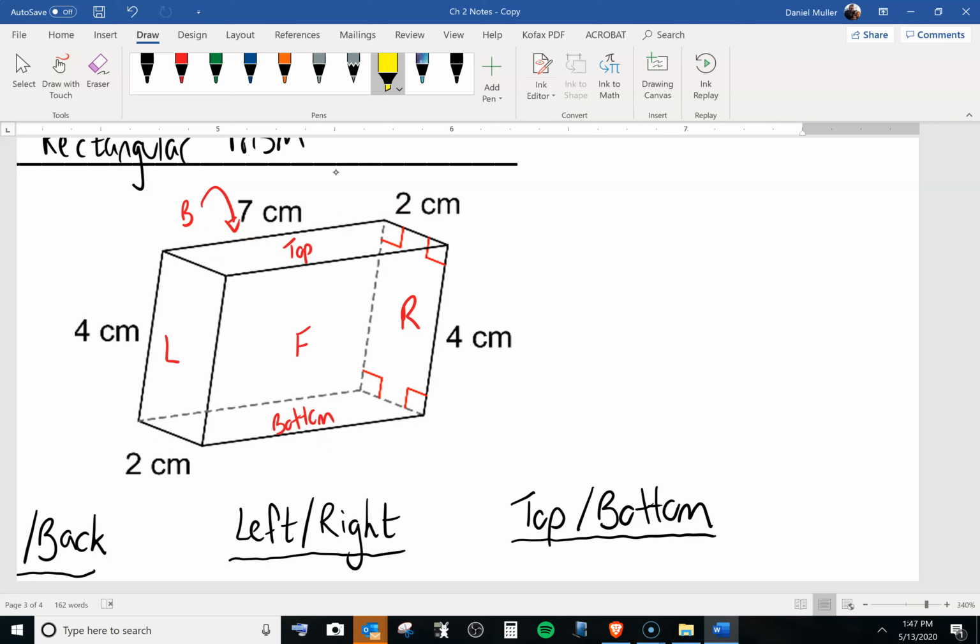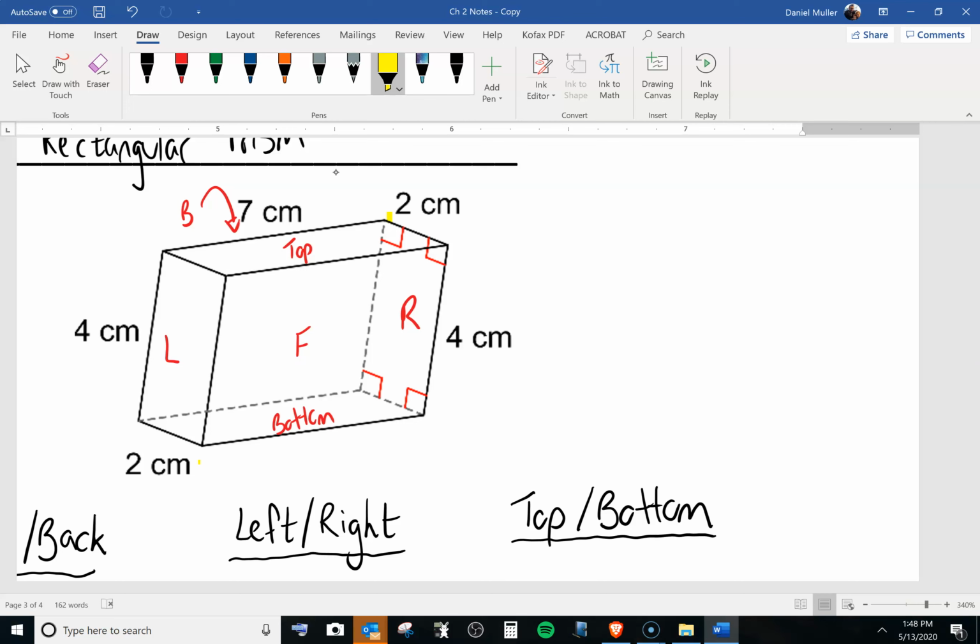The left side is base times height, because it's a rectangle. So 2 times 4, but that's also the same here. This is 2, this is 4. So I only need to do that once and then just double it. And same with the front. The front here, that's 7, and this is 4. So 7 times 4, and the back would be the same.